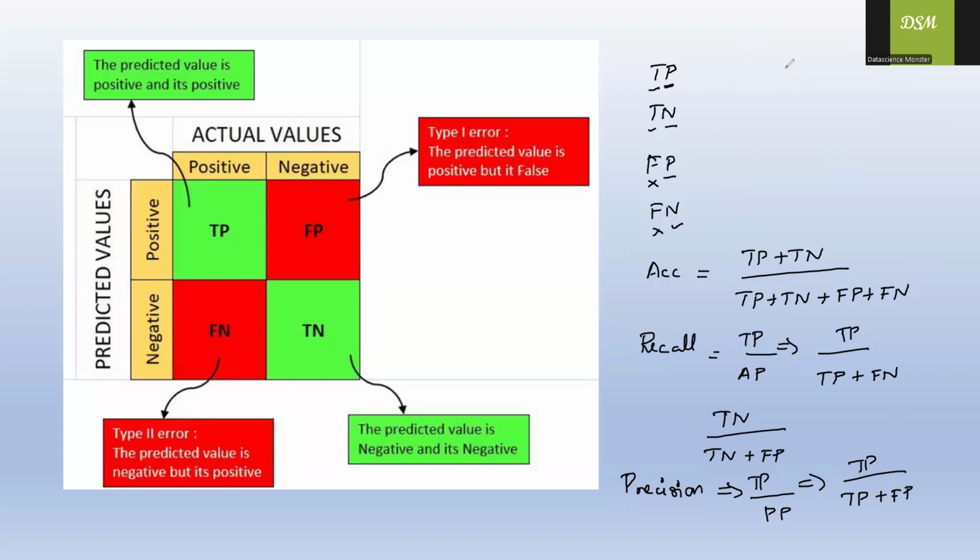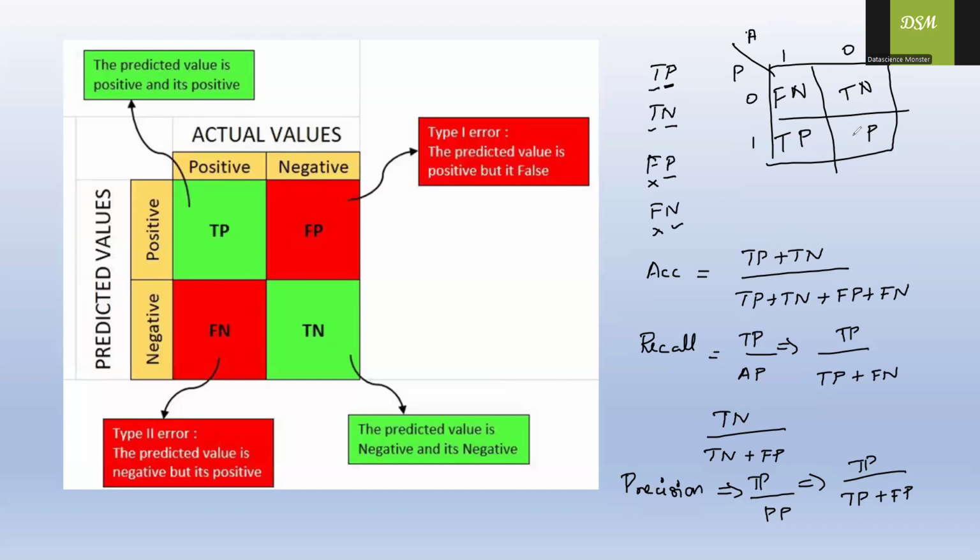Hope it is clear. Confusion matrix, let me show you with one case. Right? So let me write actual, predicted: 1, 0, 0, 1, something like this. Predicted negative, actually positive. Predicted negative, actually also negative. Predicted positive, actually also positive. Predicted positive, actually negative. That's it.